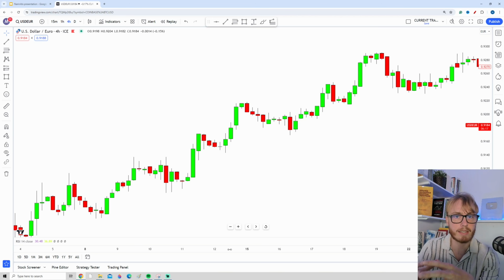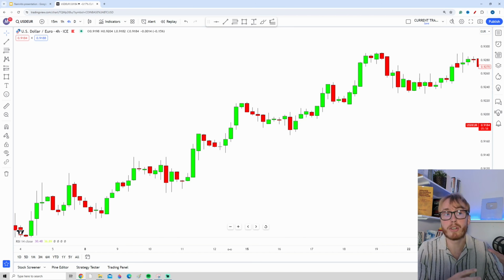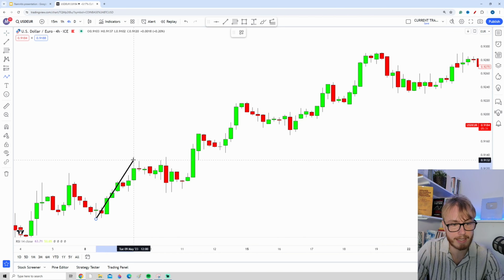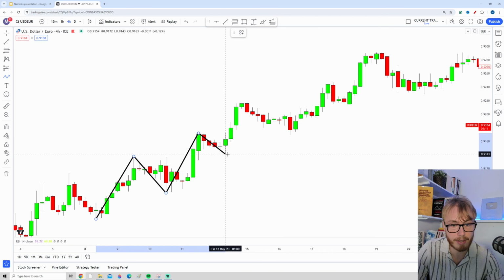Alright, so now let's take a look at this trading strategy in a real market. We are currently on the 4-hour time frame on the US dollar euro chart. And as we can see, the price pushed up right here, printed a high. So this right here is our impulsive move. Then the price pulled back. We saw another impulsive move and then another pullback.